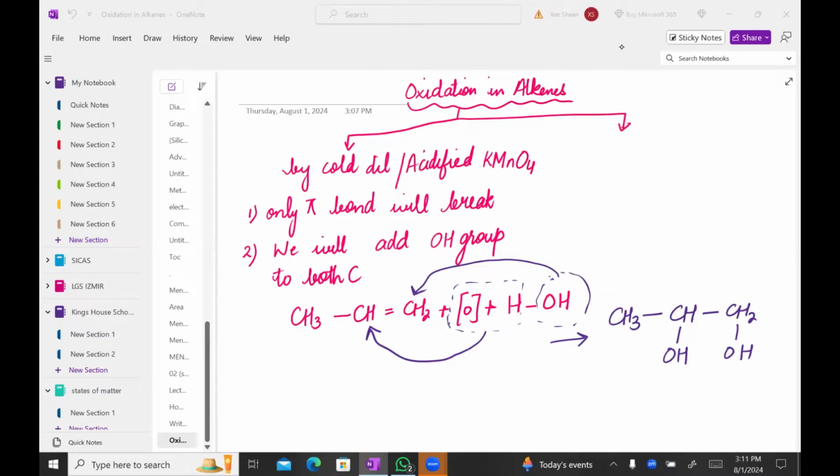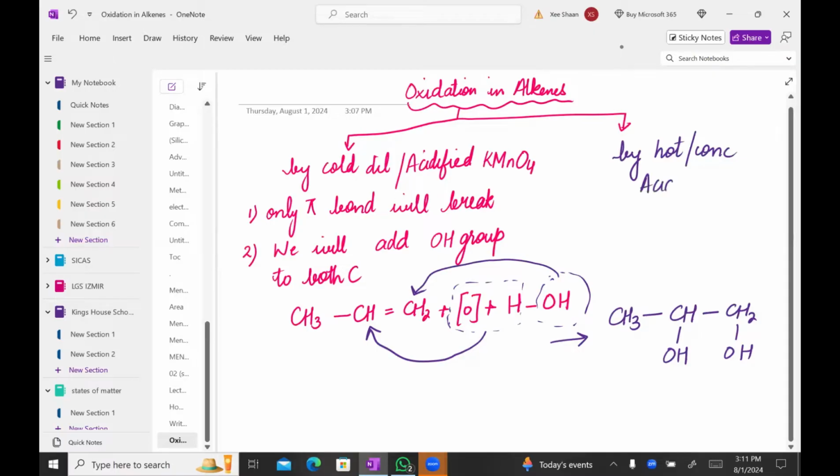So the next one would be by hot, concentrated, acidified KMnO4. So let's see what is going to happen in that.